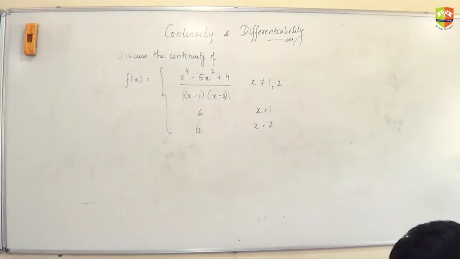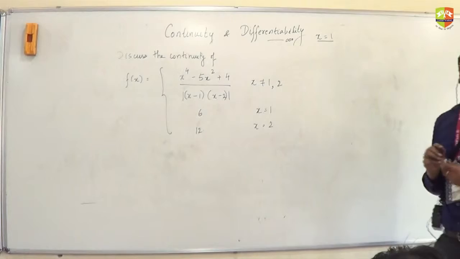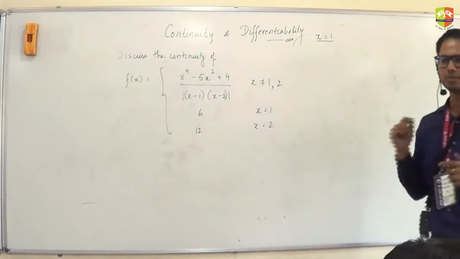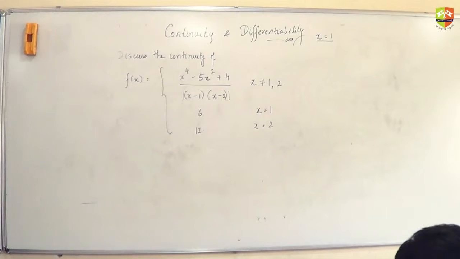Now when I say discuss the continuity, will you start discussing at every point? No. Which points then? 1 and 2. So first focus on proving whether it's continuous or discontinuous at 1. All of you please start working this out. Is this function continuous at x equal to 1?